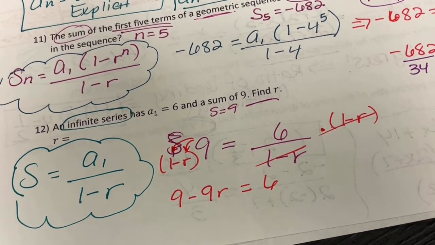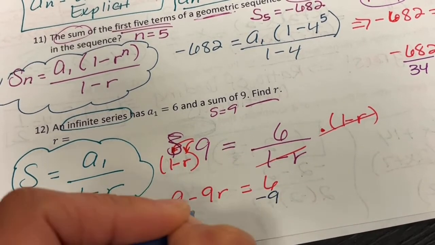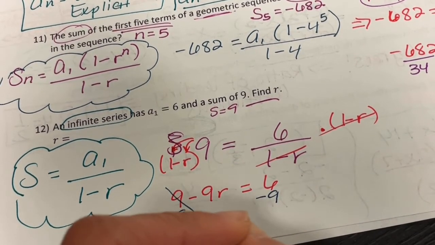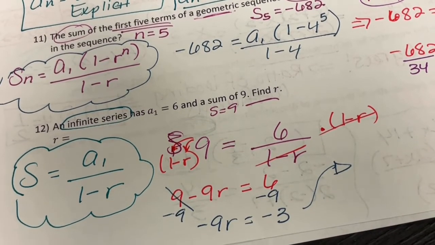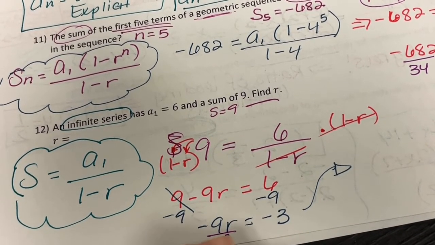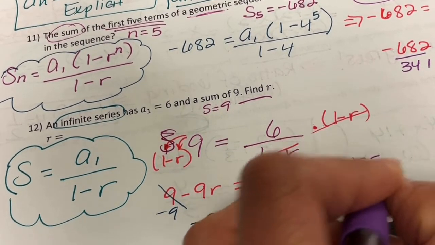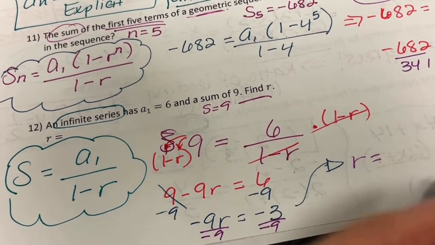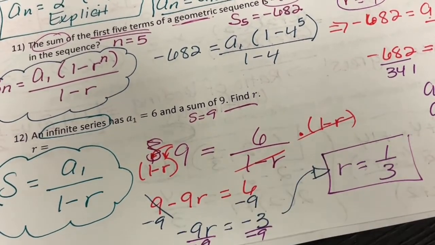And now we just have to solve for R. So I'm going to subtract 9 from both sides. So negative 9R is equal to negative 3. And then I'm going to divide both sides by negative 9. A negative divided by negative is positive, so this is going to be a positive number, and 3/9 reduces to 1/3. So our common ratio is 1/3.